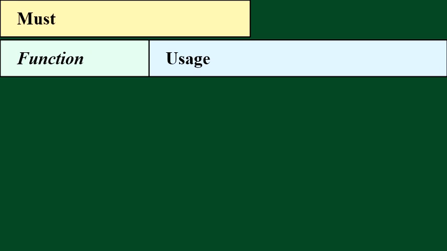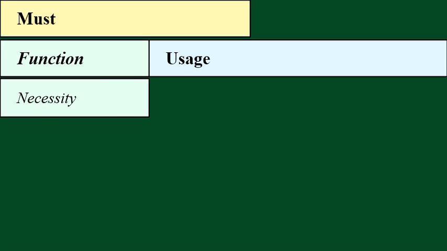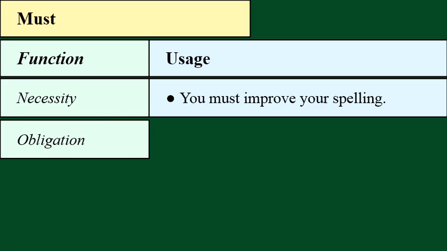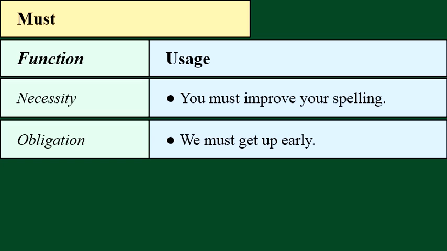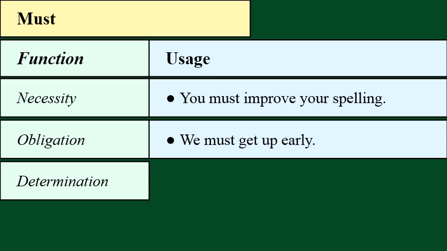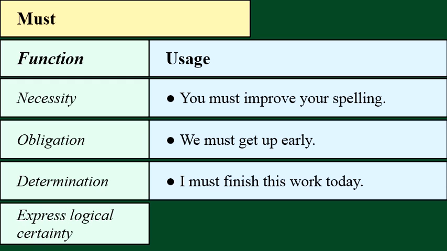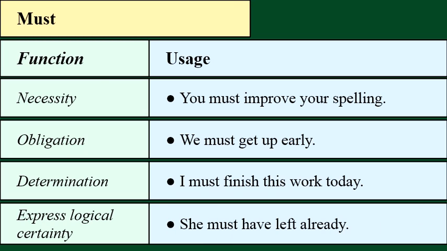Use of must. It is used to indicate necessity. The example is, you must improve your spelling. It is used to indicate obligation. The example is, we must get up early. It is used to indicate determination. The example is, I must finish this work today. It is also used to express logical certainty. The example is, she must have left already.